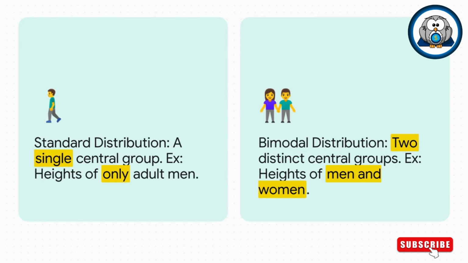Here's the perfect way to picture this. If you measured the heights of only adult men, you'd get a standard distribution, one single peak around the average height. But what if you measured the heights of both men and women and threw them into the same data set? You wouldn't get 1 peak anymore. You'd get 2. One for the average height of women and another, taller peak for the average height of men. You see? It reveals 2 separate stories that were hiding in plain sight.